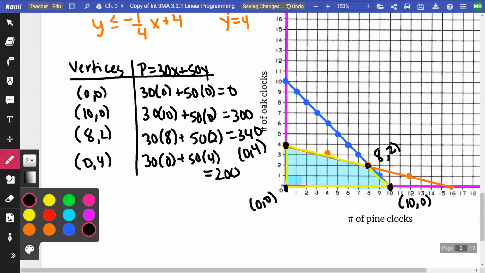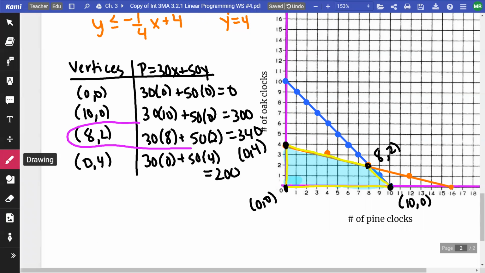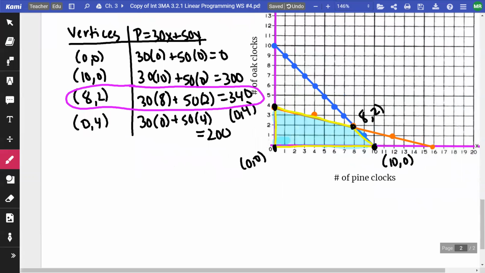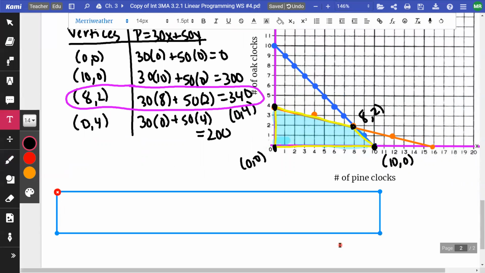And we want maximum. So the maximum is going to occur here. It's going to be $340 profit if we make 8 pine clocks and 2 oak clocks. And so we're going to write our answer. The maximum profit is $340 if he makes 8 pine clocks and 2 oak clocks. So hopefully this helps.